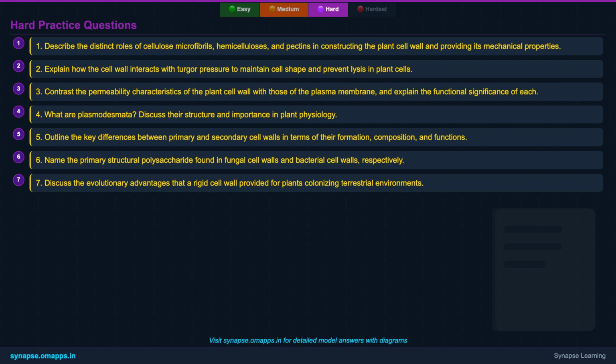Compare the primary and secondary cell walls in terms of composition and function. Name the main component of fungal cell walls and bacterial cell walls. And finally, discuss the evolutionary advantages of having a rigid cell wall for plants.